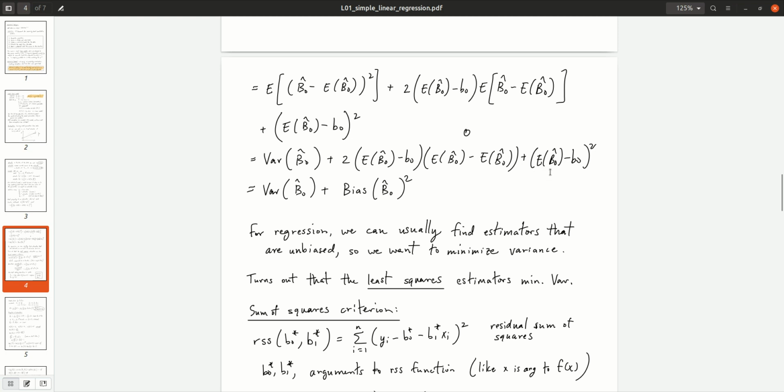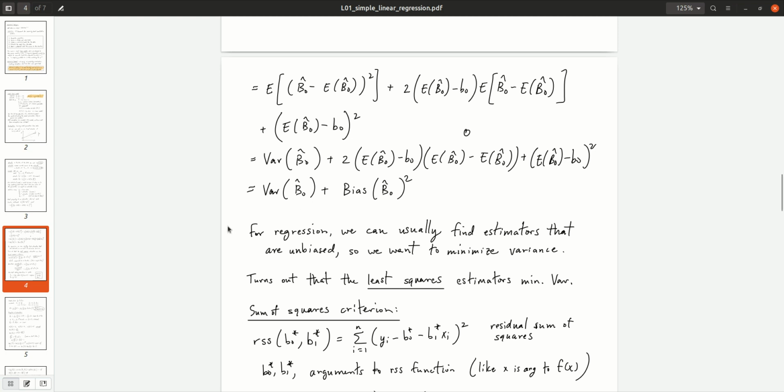Now this thing is called the bias. So if you take the expected value of a random variable and you subtract off the thing that you're intending to estimate, which is little b0, that's called the bias, and we're squaring it. So the formula becomes mean square error equals the variance of the estimator plus the bias of the estimator squared.